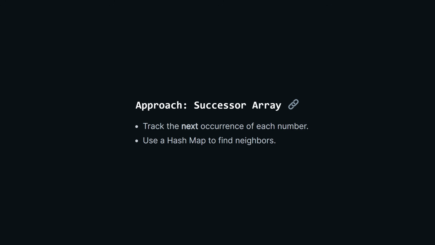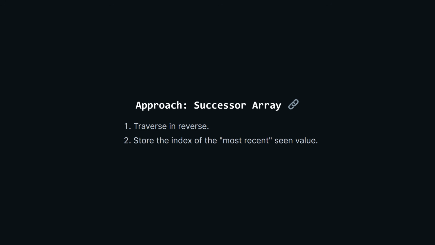Since we want to minimize the distance between the endpoints, it makes sense that the best triplet will involve 3 consecutive occurrences of the same value. To find these quickly, we'll build what's called a successor array. We will walk through the list from right to left. We use a dictionary to keep track of the index where we last saw each specific number. This lets each number point to the next time it appears in the list.